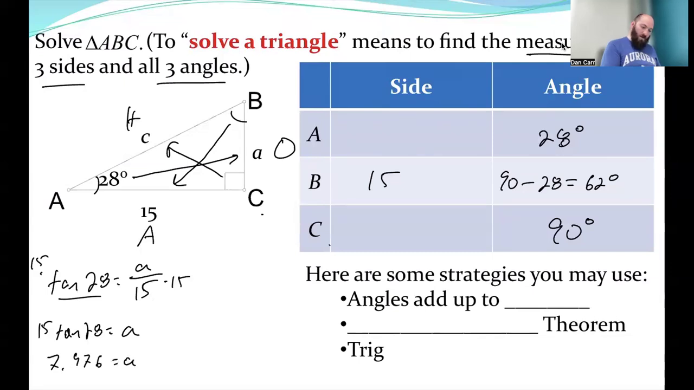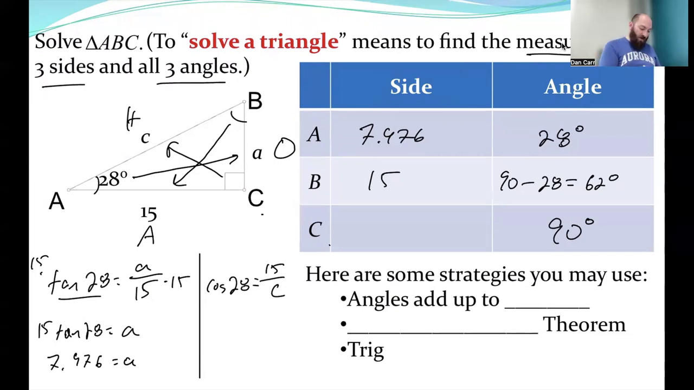7.976. Okay, so 7.976. Then for side C, that's the hypotenuse. Well, adjacent and hypotenuse is going to be cosine. If I take the cosine of 28, that's adjacent 15 over the hypotenuse C.